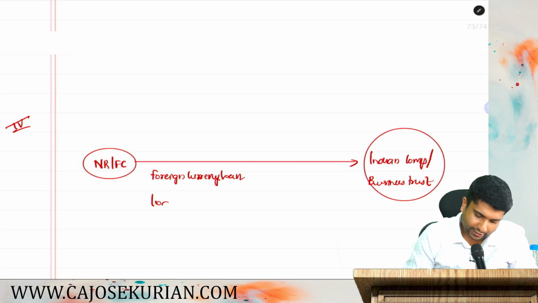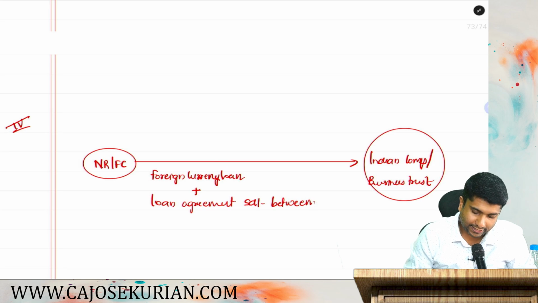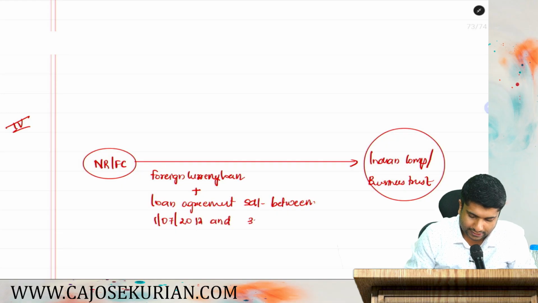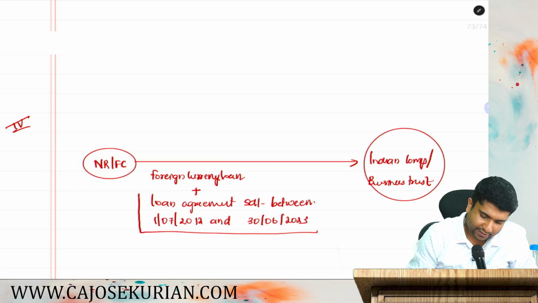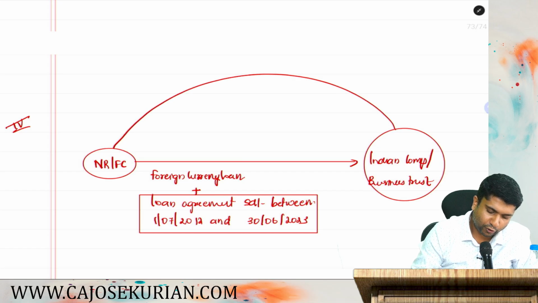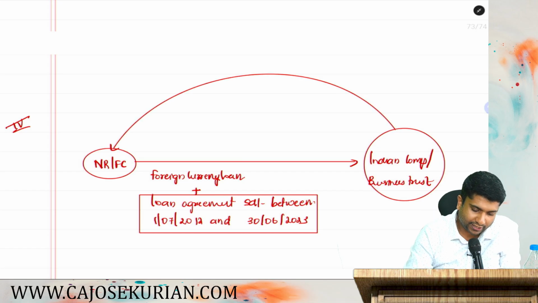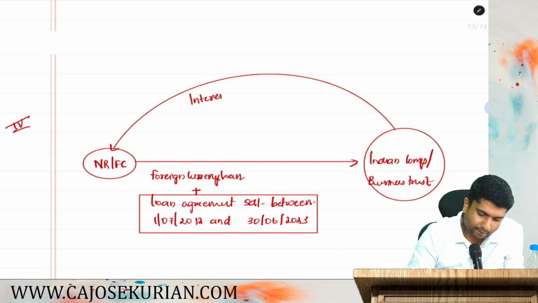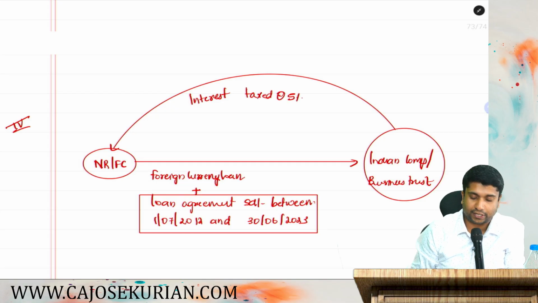There should be a loan agreement which is signed between 1st July 2012 and 30th June 2023. If the loan agreement is signed between these dates, maybe this year 24-25 or 25-26 or whatever it is, you are getting some interest from that. That interest is taxed at what rate? Only 5% rate of tax.